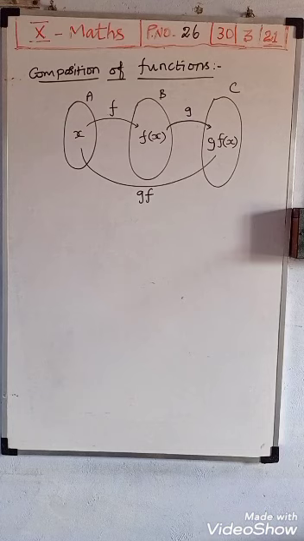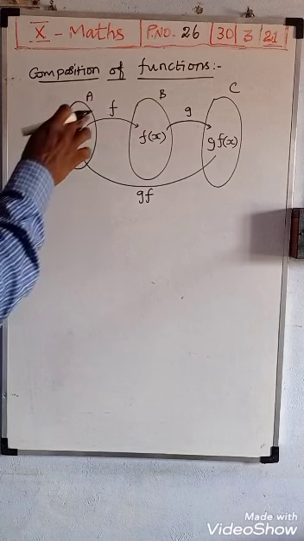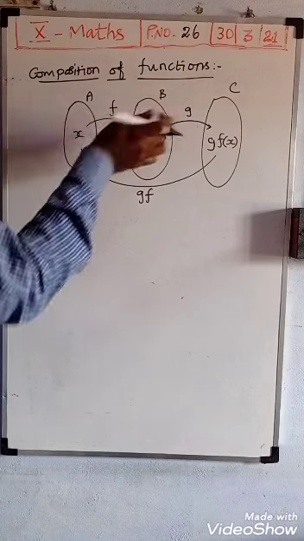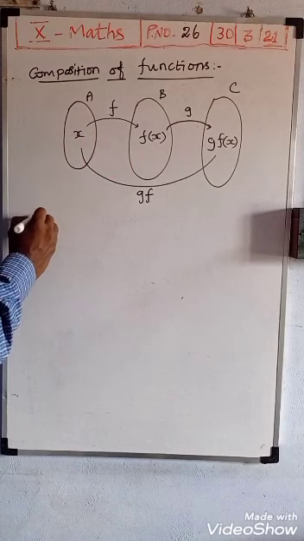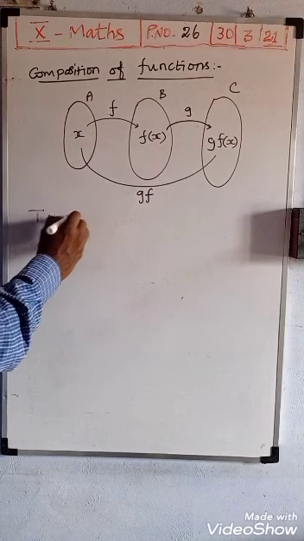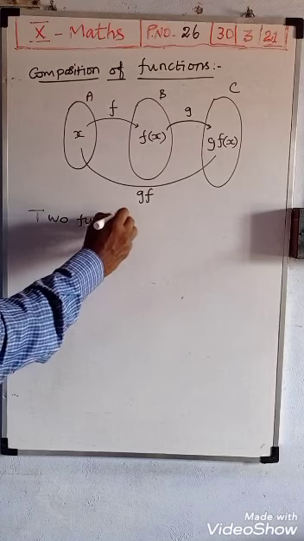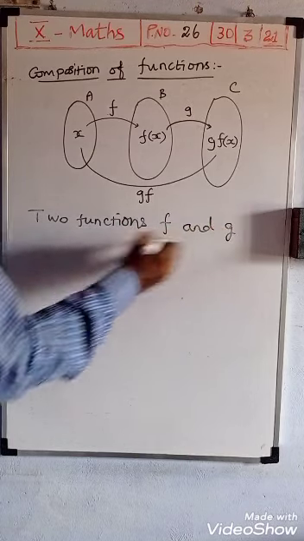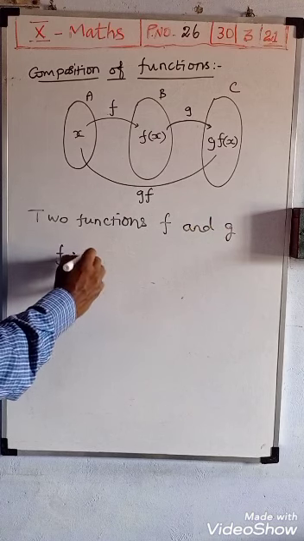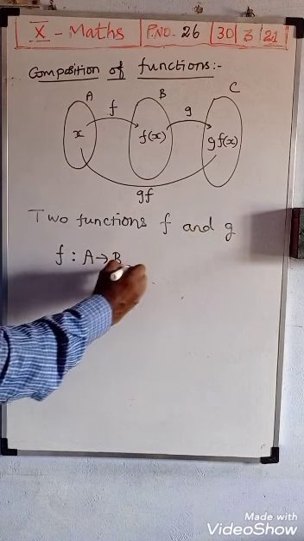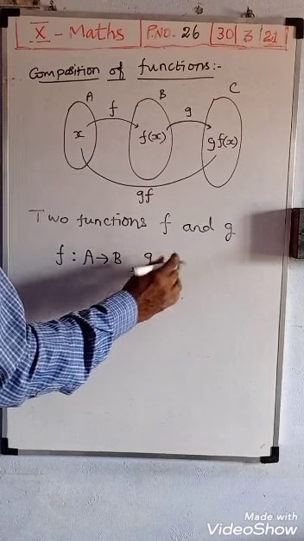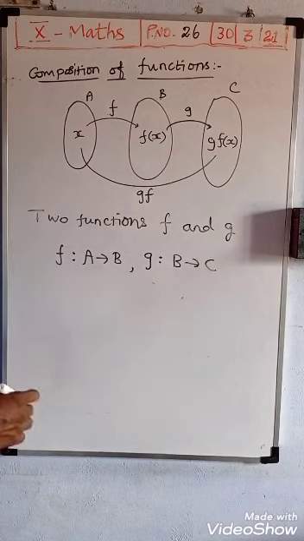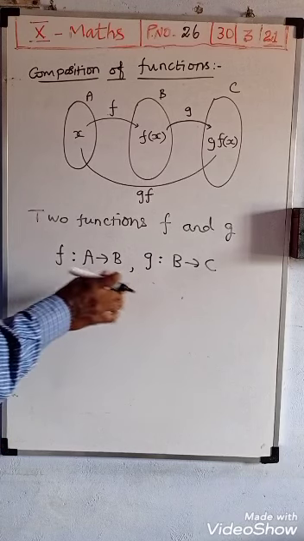Usually we take only one function f. We already know the function is A tends to B. So here we want to consider two functions, f and g. The function f is A tends to B, and the function g is B tends to C.